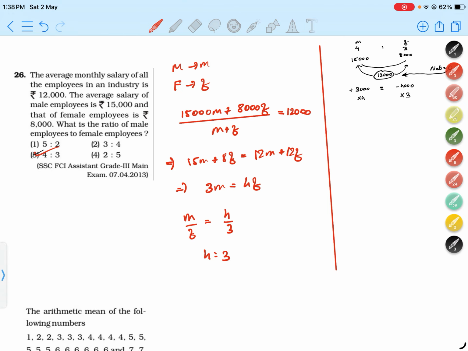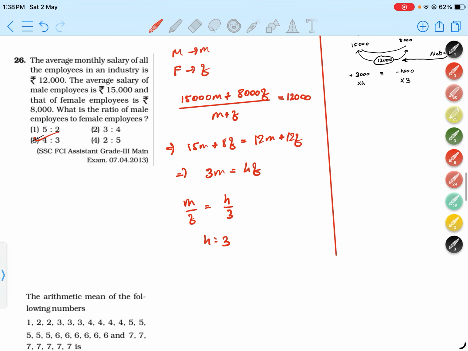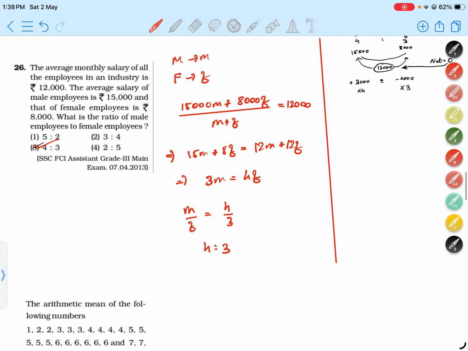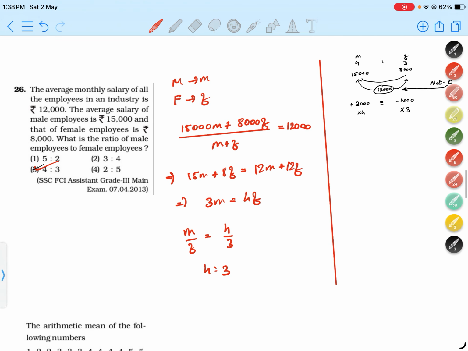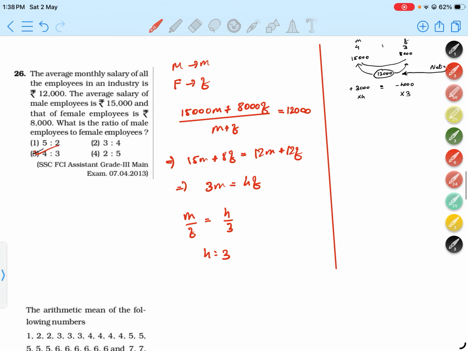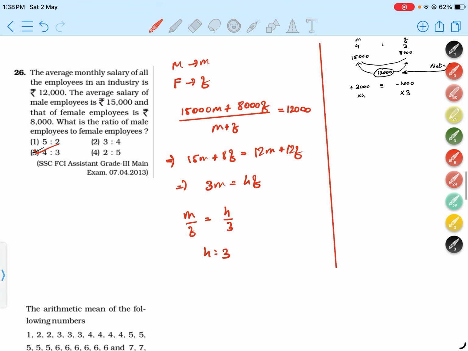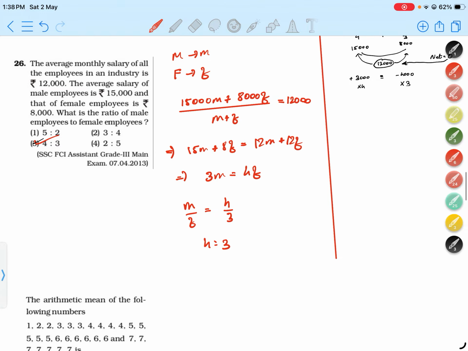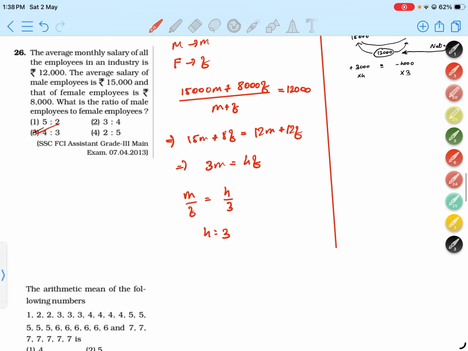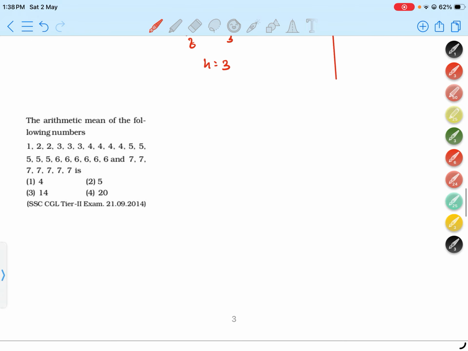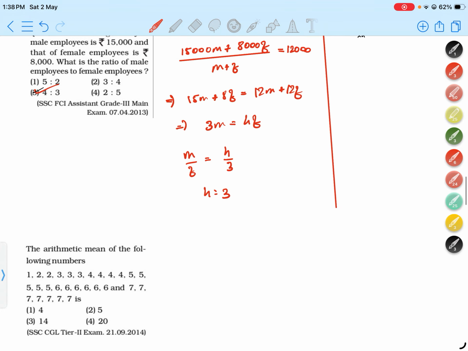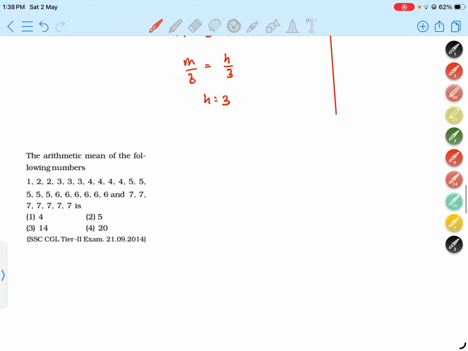So the method of deviation is a little faster in many areas, and although it can be a little confusing initially, I would suggest you to practice it more and more, so that you get more acquainted with the method of deviation while solving these types of questions. So let us move on to the next question over here.